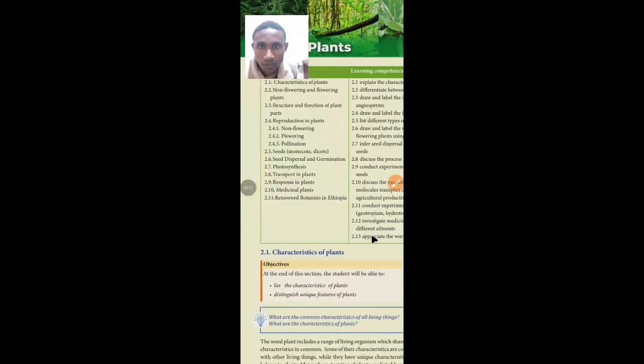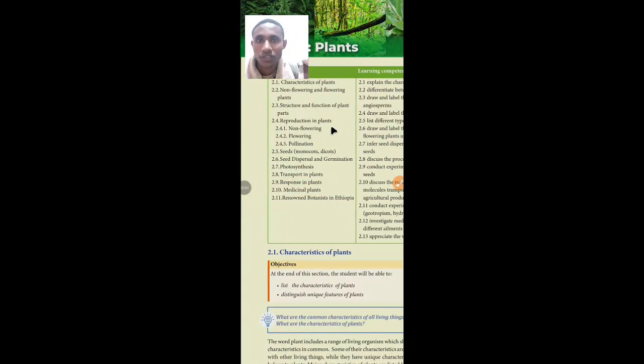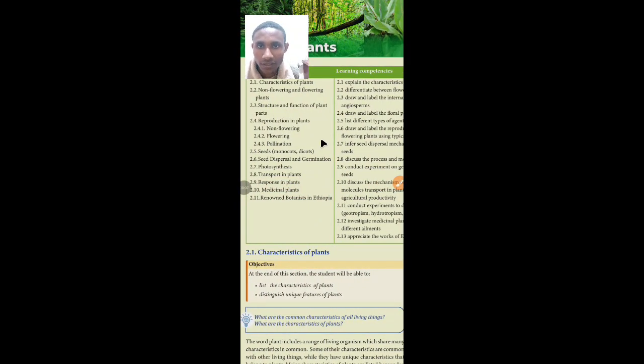Hi dear students, today we will see about the plants. The subtitles or the subunits or the subchapters of this unit are summarized as follows. 2.1 is the characteristics of the plants, 2.2 is about non-flowering and flowering plants, and 2.3 is about structure and function of plant parts.